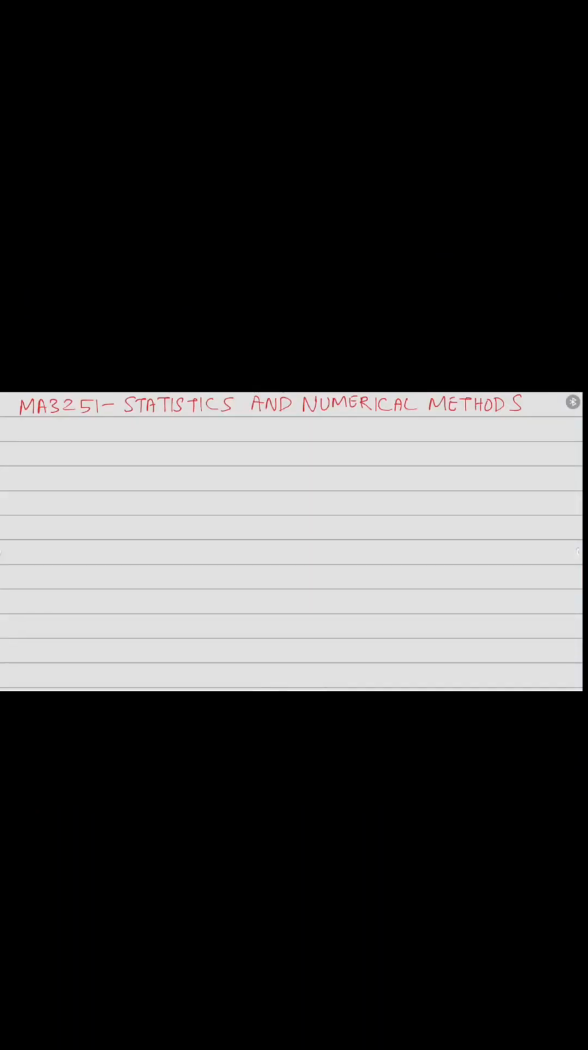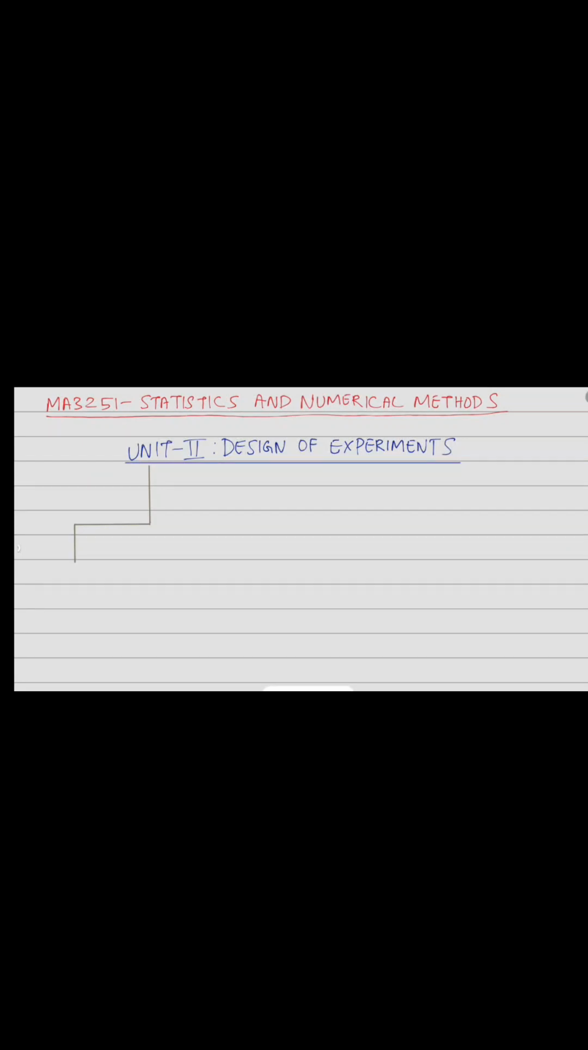Hi everyone, in this video we are going to see Anna University's UG Engineering course with code MA 3251 Statistics and Numerical Methods, Unit 2 Design of Experiments. In this unit, we are given 4 major designs of experiment.